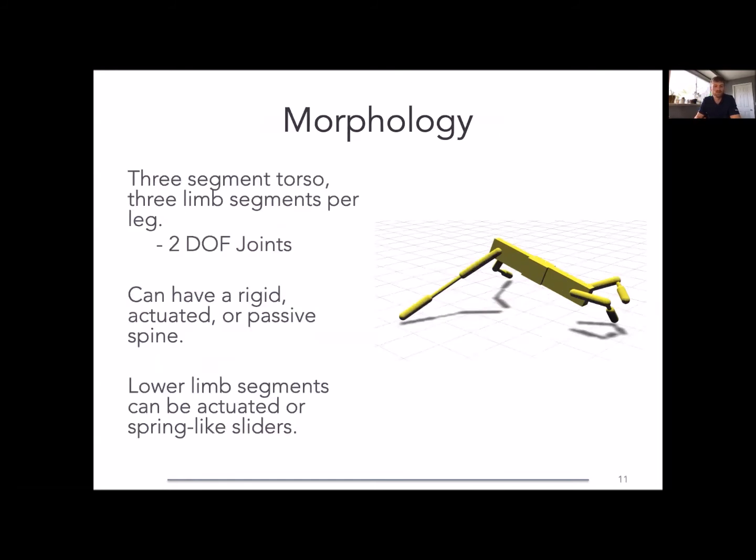Morphologically, we have a 3-segment torso, so front, middle, and rear torso there, all 2 degree of freedom joints. Some notable things about the legs: you can have a rigid, actuated, or passive spine. And then the lower limb segments can either be hinges or a spring-like actuated slider, which would be basically like a shock absorber.